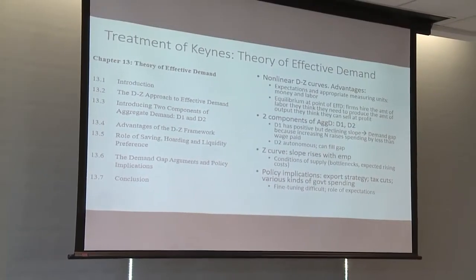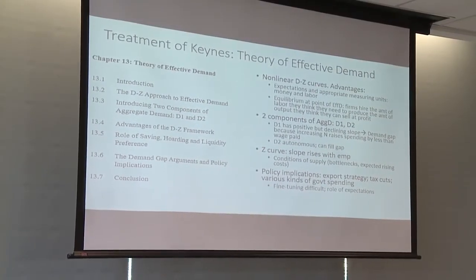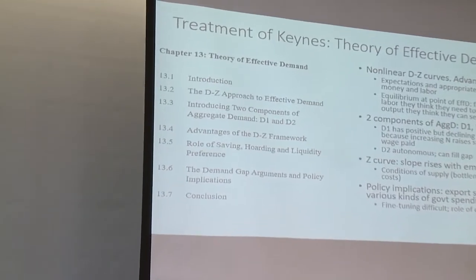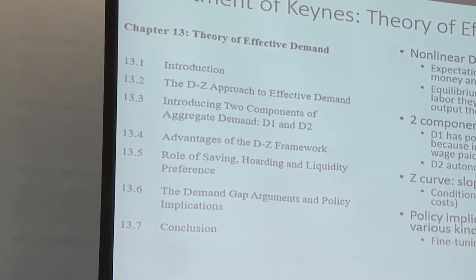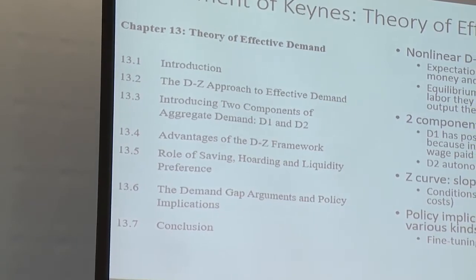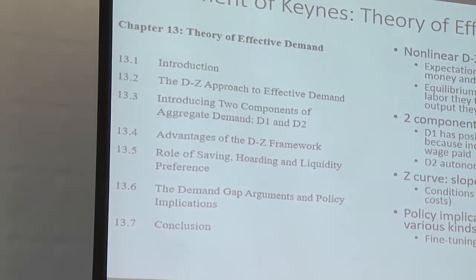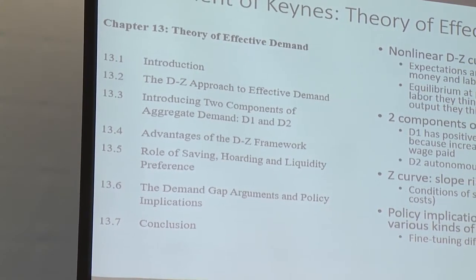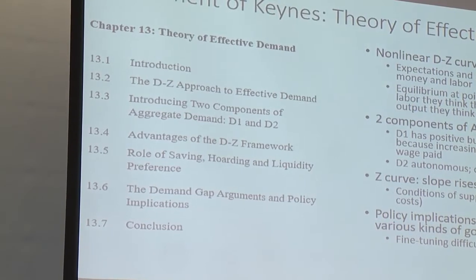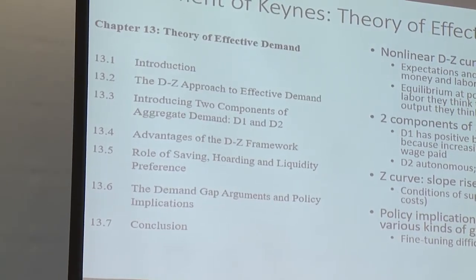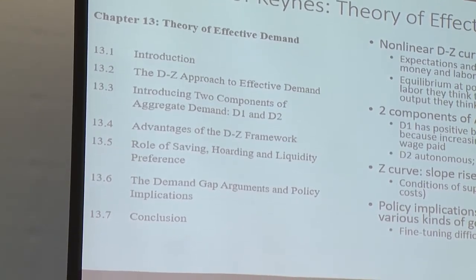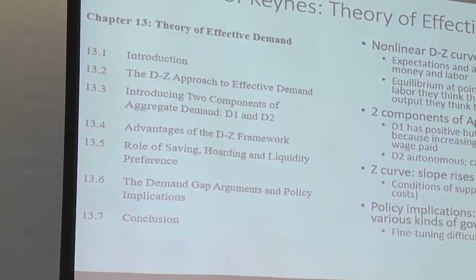Okay, chapter 13 is the theory of effective demand. And we use the D and Z curves approach and present the arguments that Keynes had given for doing it this way. So expectations are treated directly in the graphs. And he uses appropriate measuring units, which is only money and labor, quantities of labor, say labor hours. Equilibrium occurs at the point of effective demand.